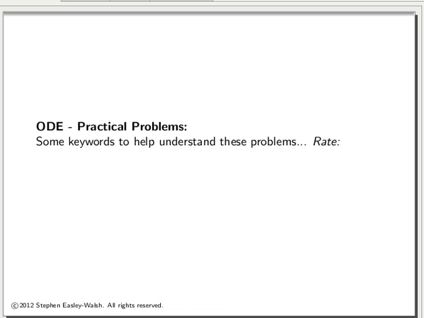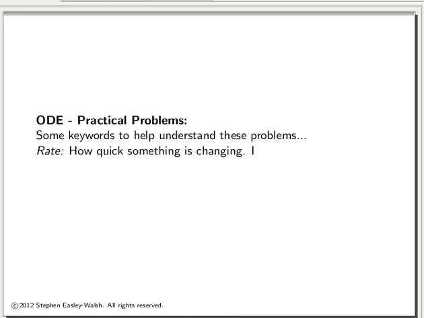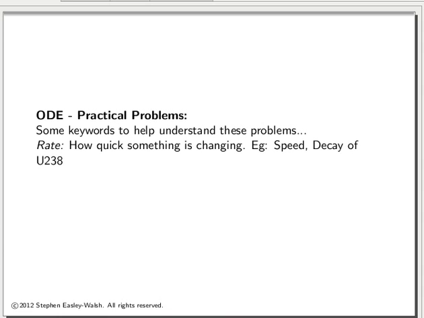Okay, so rate, how quick something is changing. And examples would be like speed. What other ones have you done in physics or chemistry? Yeah, decay, very good. Decay of, let's say, uranium-238, is that the one you did? Ah, yes, yeah. Rate of what, yeah? Currents. Yeah, currents. Like, you mean electric or some other type of currents?